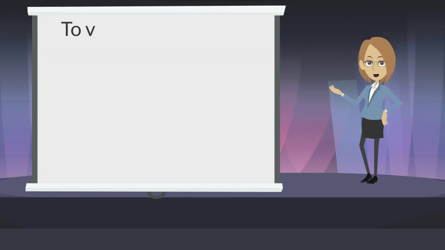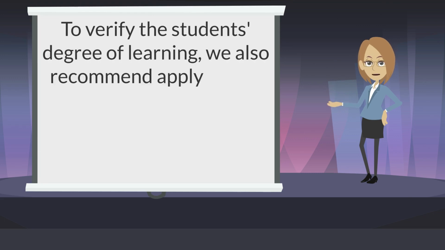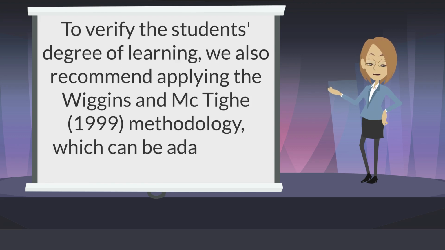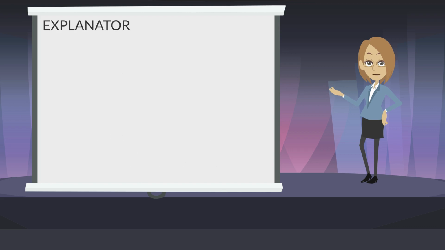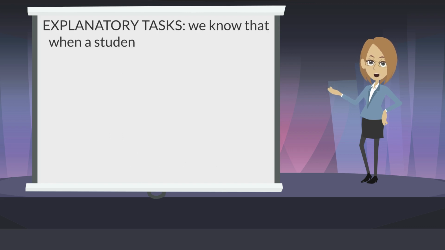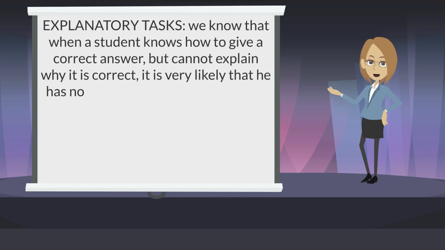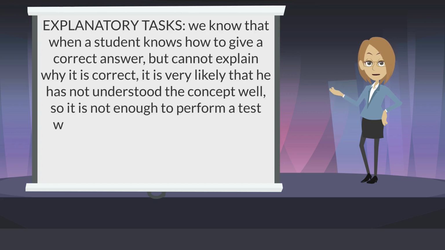To verify the student's degree of learning, we also recommend applying the Wiggins and McTighe, 1999, methodology, which can be adapted to the virtual environment. Use explanatory tasks. We know that when a student knows how to give a correct answer but cannot explain why it is correct, it is very likely that he has not understood the concept well, so it is not enough to perform a test well.